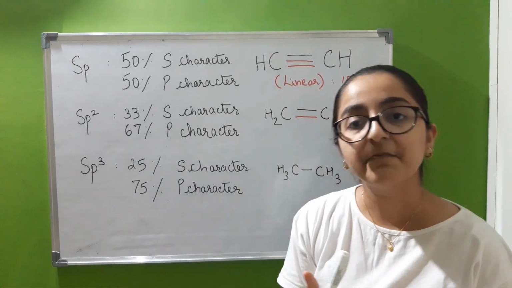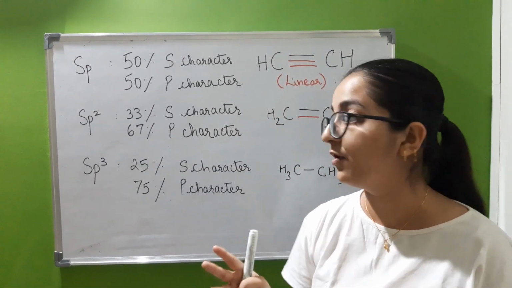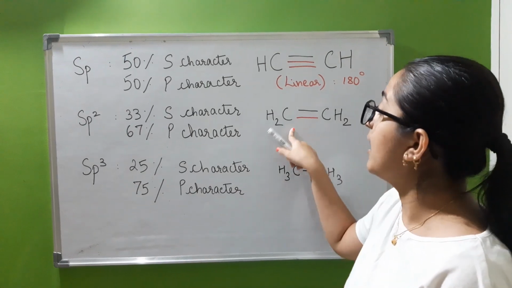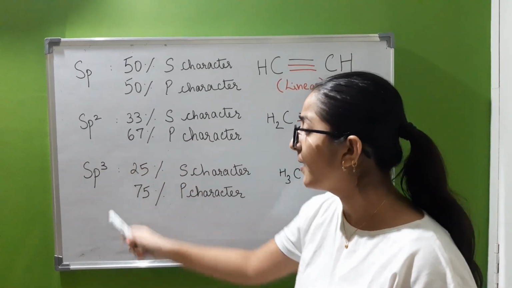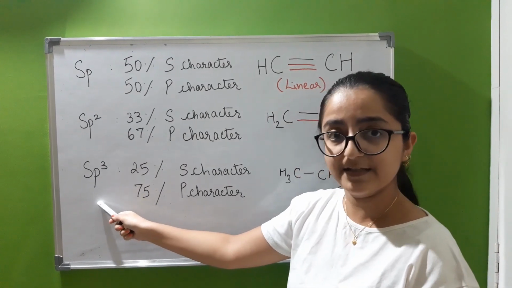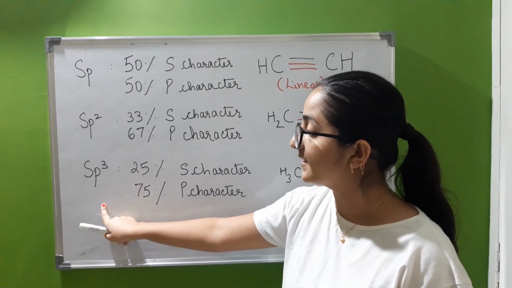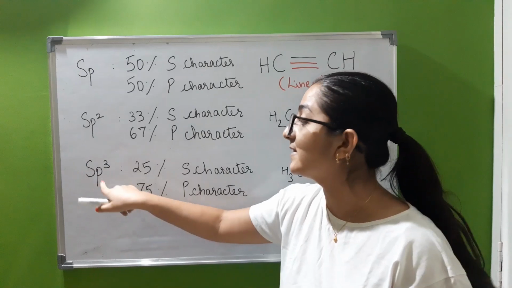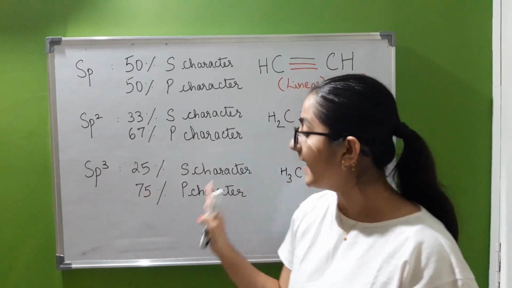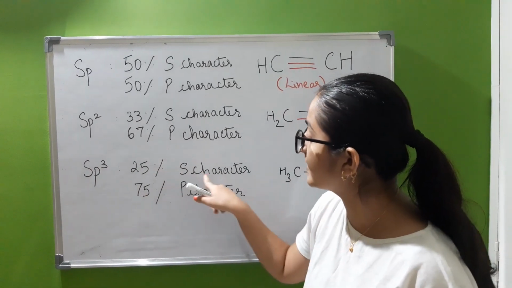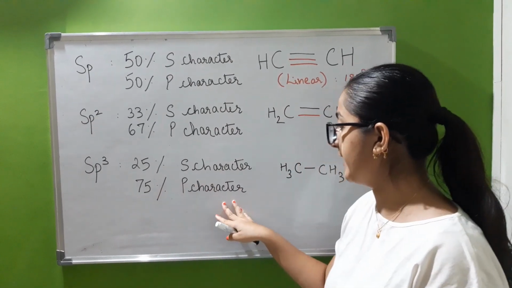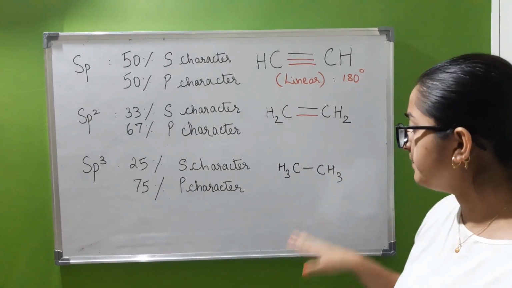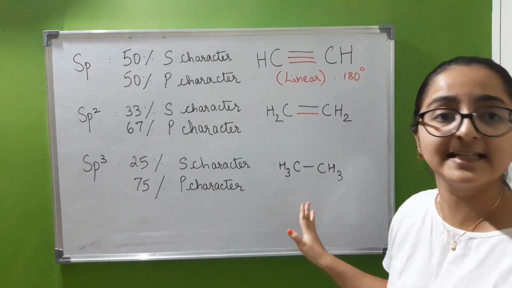So when one sigma bond and one pi bond are involved in hybridization, the carbon atom is said to be sp2 hybridized. Coming to sp3 hybridization, here we can notice that there is one s orbital and three p orbitals. Hence, there is 25% of s character present in this molecule and 75% of p character. The best example is ethane.